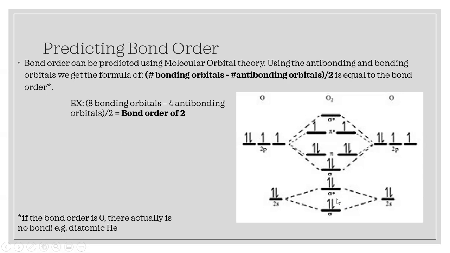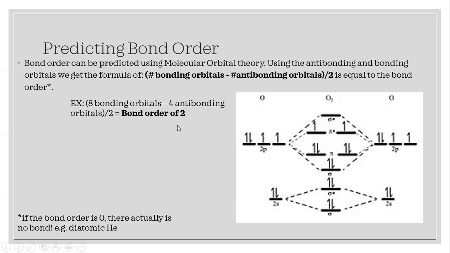Your bonding orbitals, let's make sure, this is a little blurry, but just to make sure they don't have a star. So you have 1, 2, 3. These 3 levels are filled. So you have 1, 2, 3, 4, 5, 6, 7, 8. That's 8 bonding orbitals. You notice this sigma has a star and this pi has a star. That's 1, 2, 3, 4. So it's 8 minus 4 divided by 2, which gives you a bond order of 2.